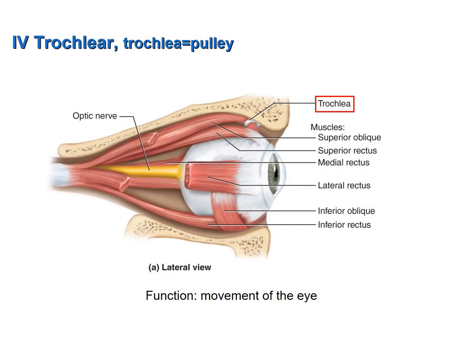This is just another view of the superior oblique muscle, which is controlled by the trochlear nerve. Notice that that superior oblique muscle loops through this structure, which incidentally is called a trochlea. And again, that's where the trochlear nerve gets its name.